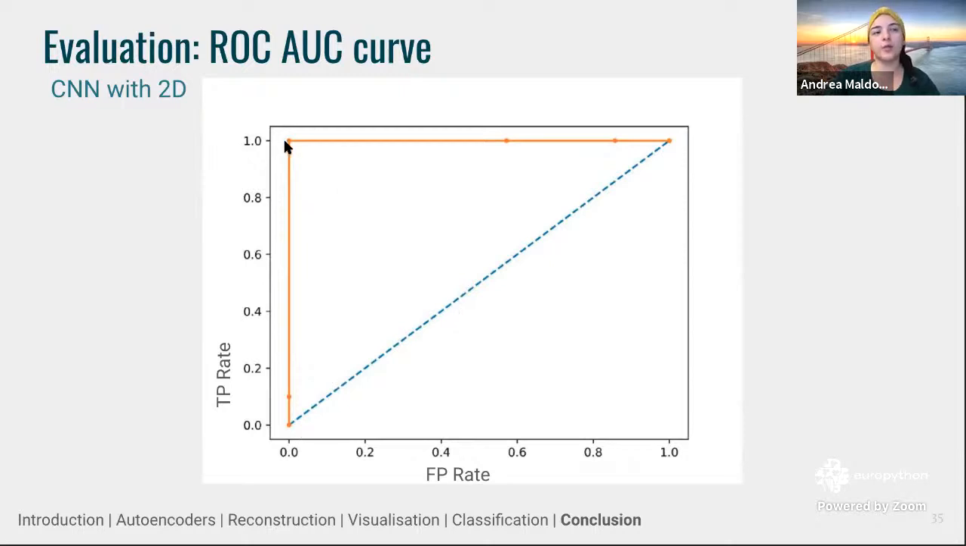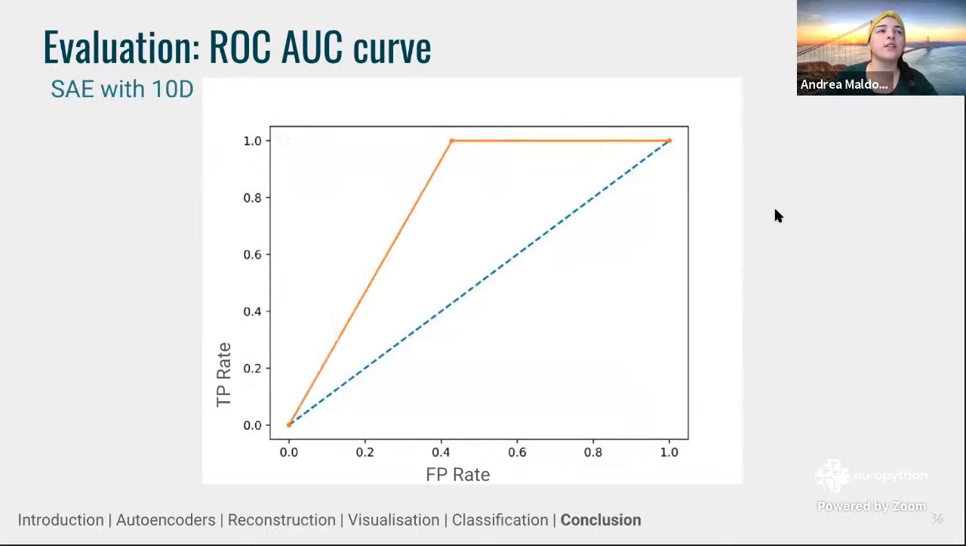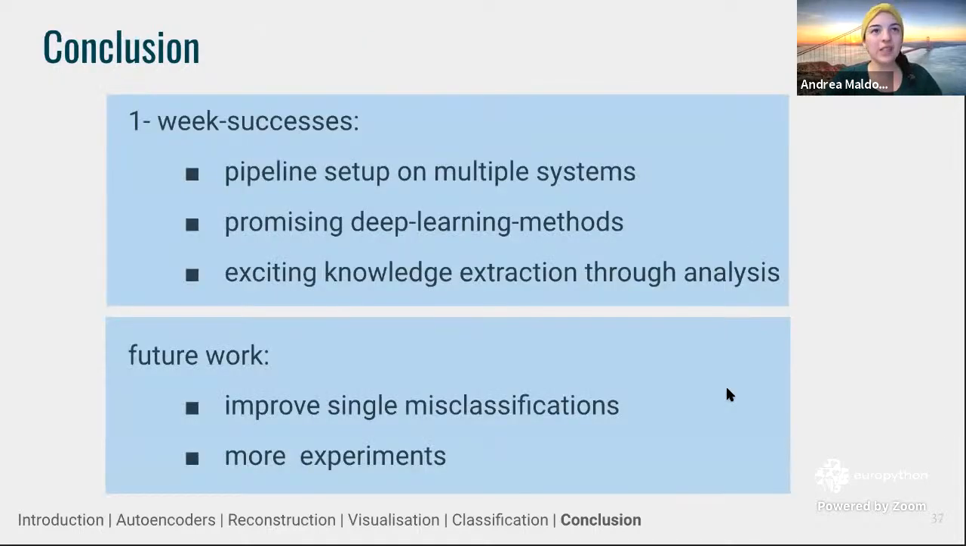Again, we have this perfect score that you can recognize for the CNN, by this vertical going straight into one, and then this horizontal at one, which is the perfect score you can get here. For comparison, also a simple autoencoder with dimension 10. And well, that's that.